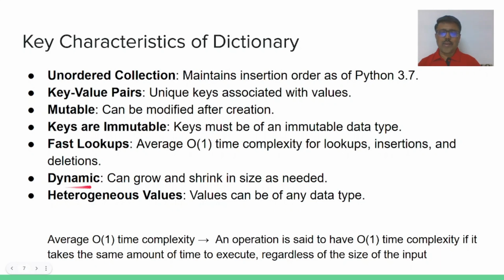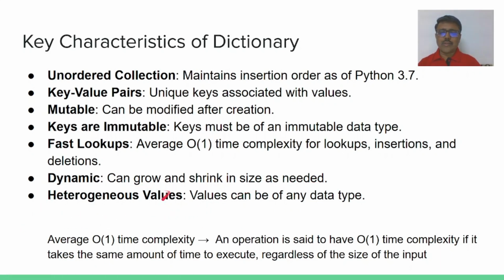And then dynamic, where you can grow and shrink the size as needed, right? That way we have seen that one. I can add a key value pair, I can just create it. I can increase that. Or if I want to remove fruits, I can remove that. Okay, so that way it can increase or grow.